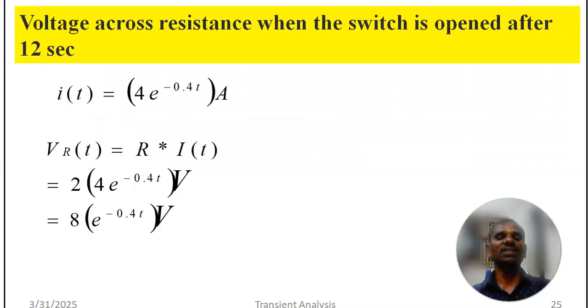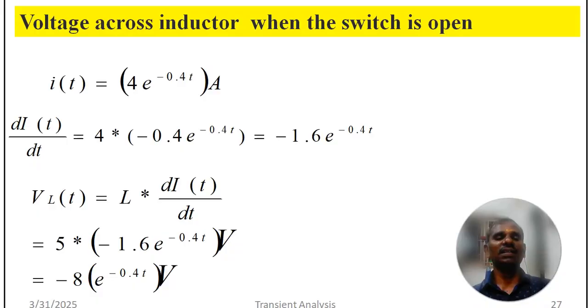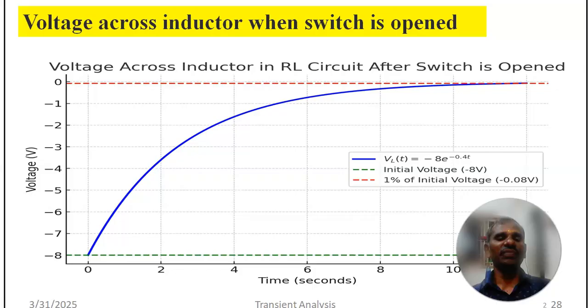We will see the voltage across the resistance when the switch is open, after 12 seconds. So it is 8 into e power minus 0.4 t. We can see that the voltage is decreasing. Likewise, when the switch is open, at the inductor we can see that it again moves from minus 8 to 0. After 12 seconds, it reaches 0.